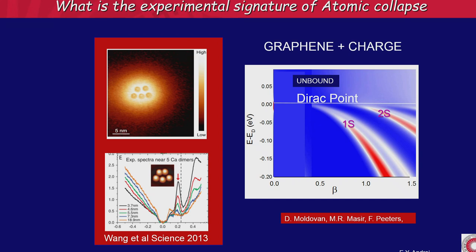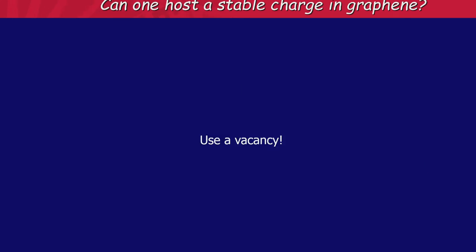As they come closer and closer to this complex, they saw a bound state just below the Dirac energy. And that they attributed to atomic collapse in graphene. And where were they? They were here. They were almost, you know, almost at the boundary here. Okay? So then we ask, can we do better?